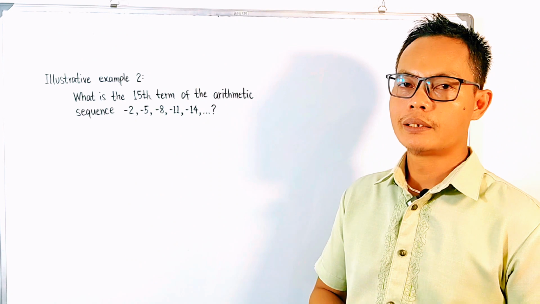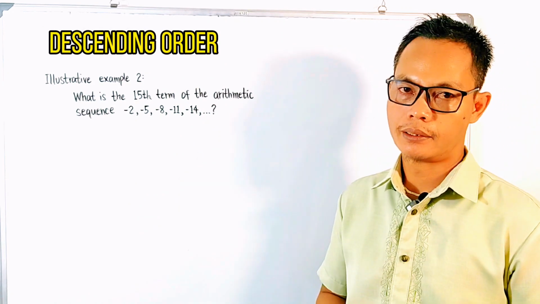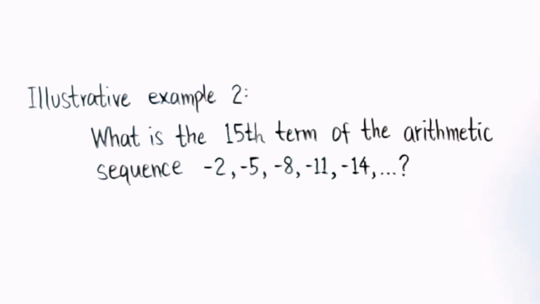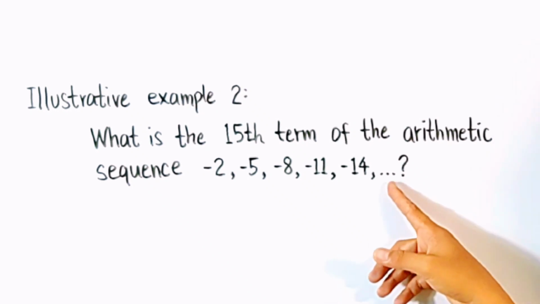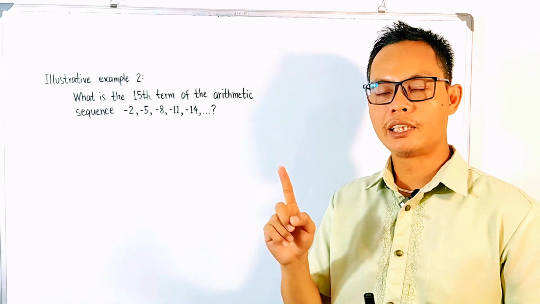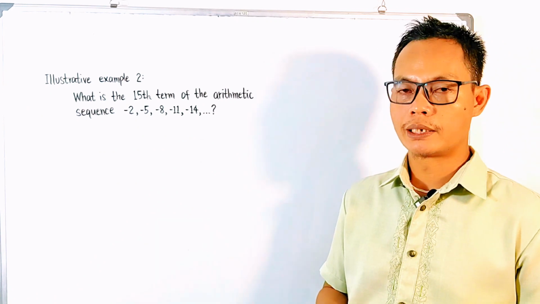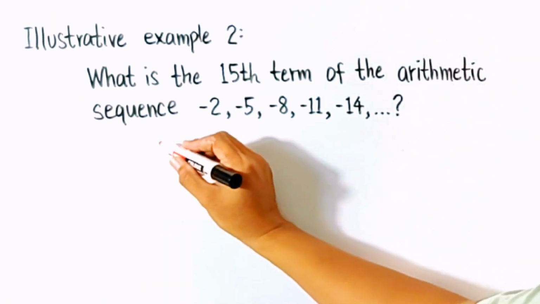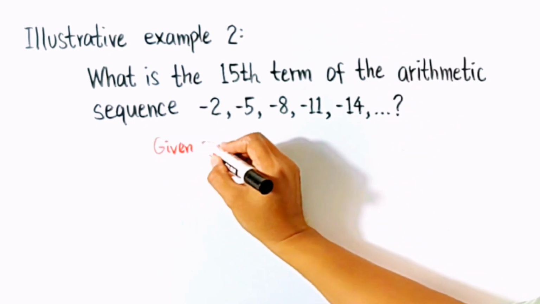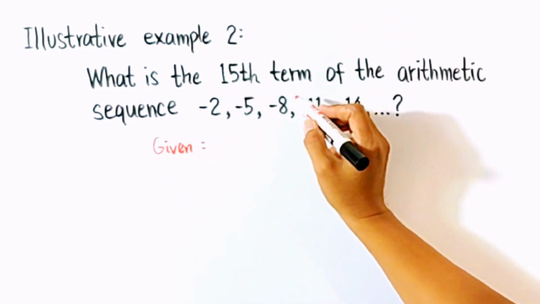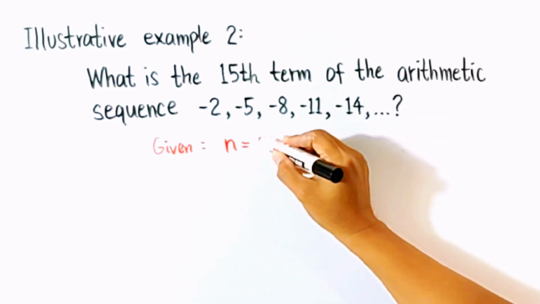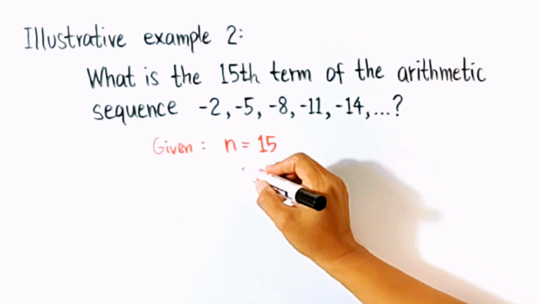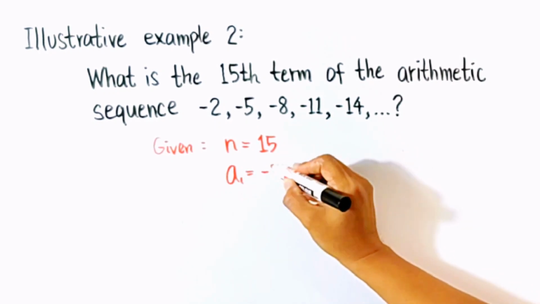What if the given sequence is in descending order? Let us consider this example. Illustrative example number 2. What is the 15th term of the arithmetic sequence negative 2, negative 5, negative 8, negative 11, negative 14, and so forth? Remember that it will differ on the arrangement if it is ascending or descending. Of course, we need to identify the given values. The nth term will be the value of n as 15. Then we have the first term, a sub 1, is negative 2.